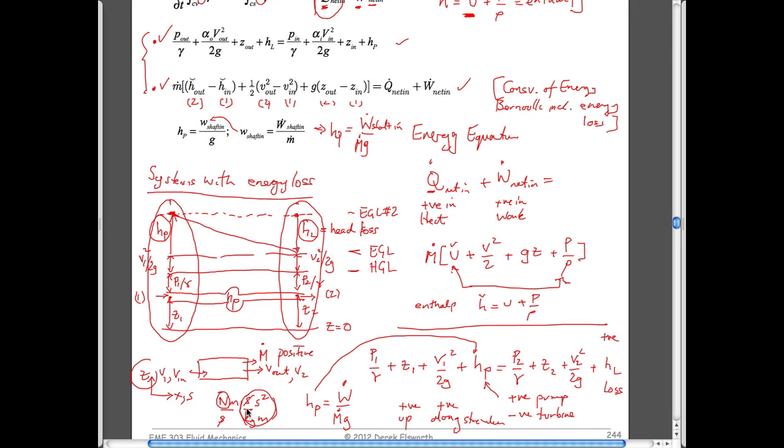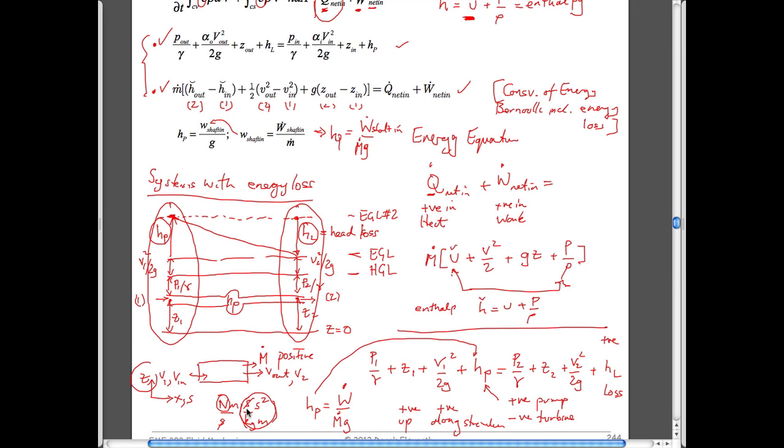Okay? All right, so that's it. So those are the two equations that are useful to know. So the ones that are written here are in your sheets. Okay?